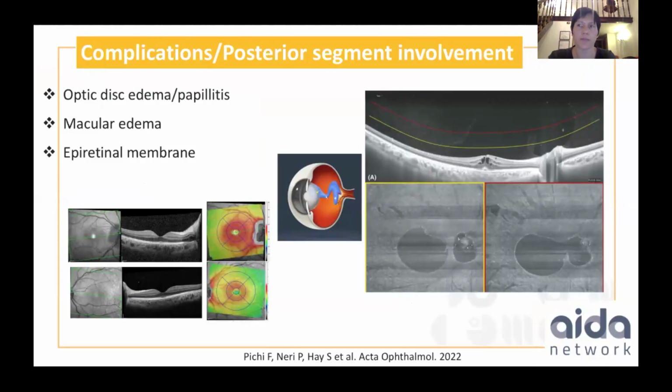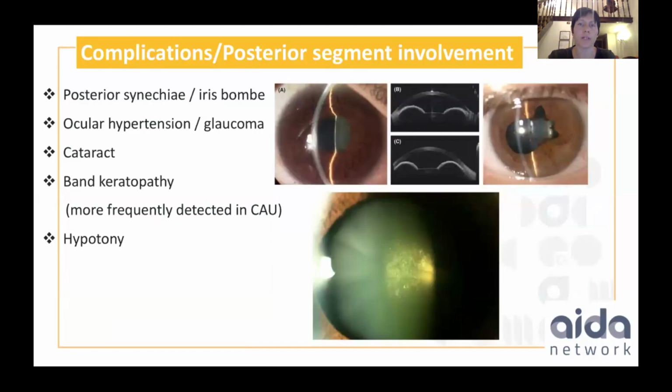edema may develop. OCT is valuable for detecting both cystoid and non-cystoid macular edema, early epiretinal membranes, mapping posterior pole thickness, and tracking optic disc edema and intraretinal fluid regression during follow-up. Other complications include posterior synechiae, iris bombé, glaucoma, hypotony, and cataract formation due to chronic inflammation, synechiae, and steroid use.